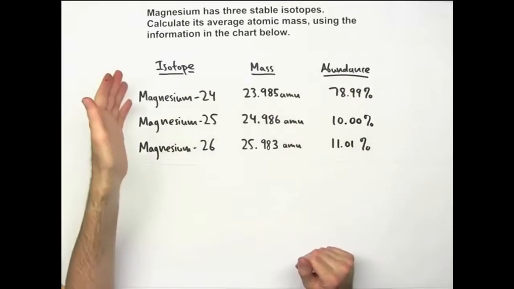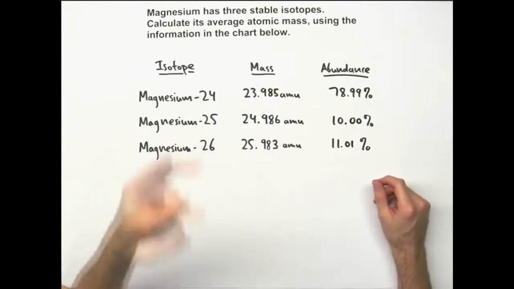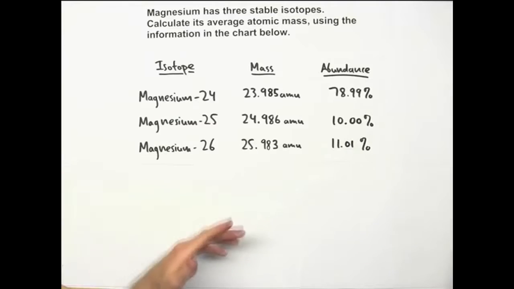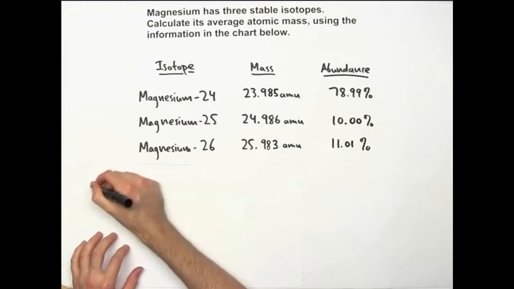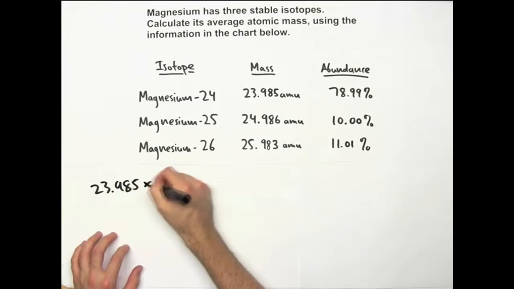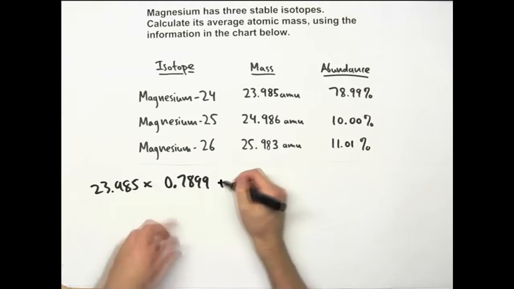Magnesium has 3 stable isotopes. Calculate its average atomic mass using the information in the chart below. We've already done this with 2 isotopes, but you can do it with as many isotopes as you need. It's the same process throughout. So let's start with magnesium-24. We're going to want to take its mass, which is 23.985, and multiply it by its abundance expressed as a decimal, 0.7899. That was magnesium-24.